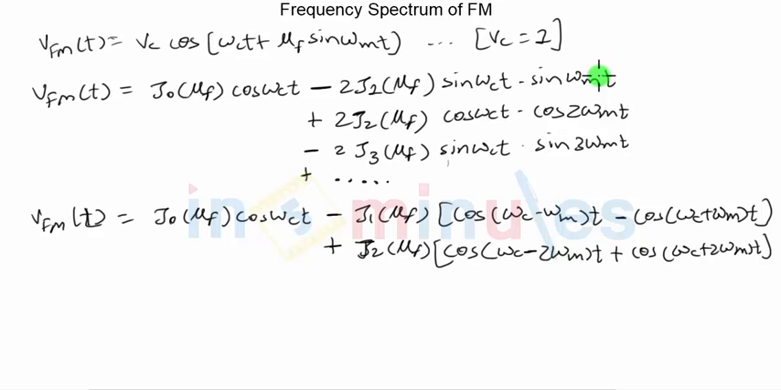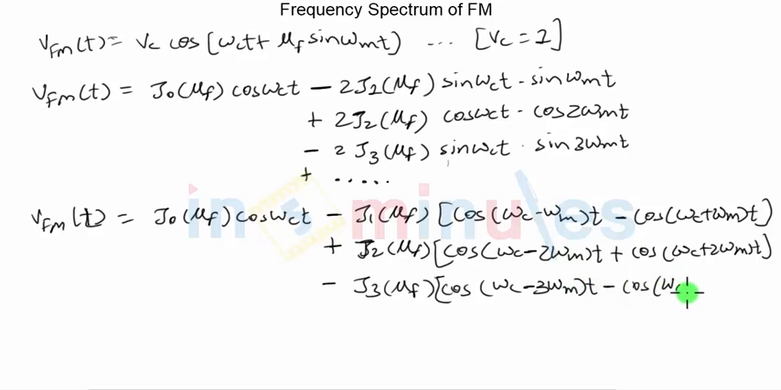So 2 sin A sin B is cos A minus B minus cos A plus B, and 2 cos A cos B is cos A minus B plus cos A plus B. And likewise, I can keep writing the terms. I'll write one more term, J3 mu F into, now we have 2 sin A sin B again, so it's cos omega C minus 3 omega M minus cos omega C plus 3 omega M. And this will simply continue. And now you can see every term in the expansion is an individual independent sinusoidal term. So we can now simply understand what are the frequency components present in the FM signal.